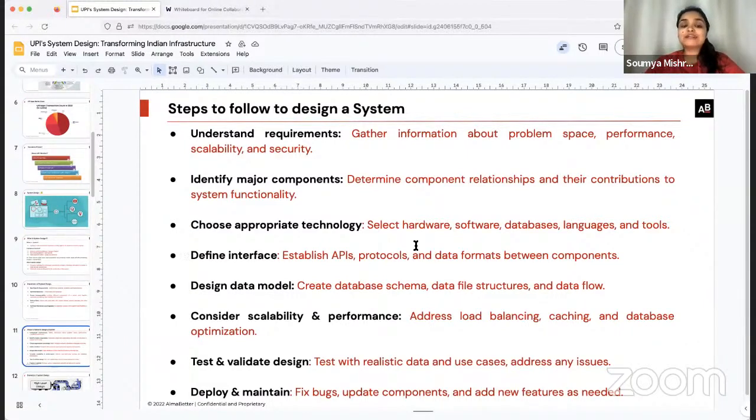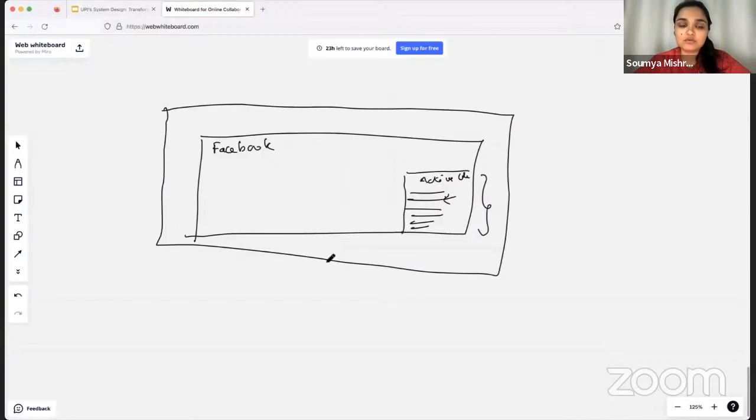Now define the interface. Okay, an interface is just a layer using which communication can happen. So you're going to create your API. Any system that is there, a server that is there, they have got their API. Like you guys were talking, right? Can we use UPI's API to integrate in any app? Yes. So establish your APIs. What are your APIs going to look like? What is the protocol that your system is going to use, right? And the data formats. How is the data going to be formatted between two components?